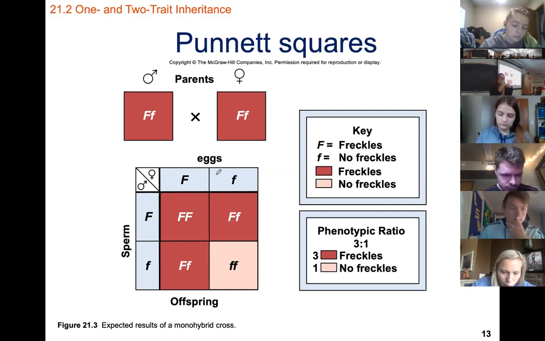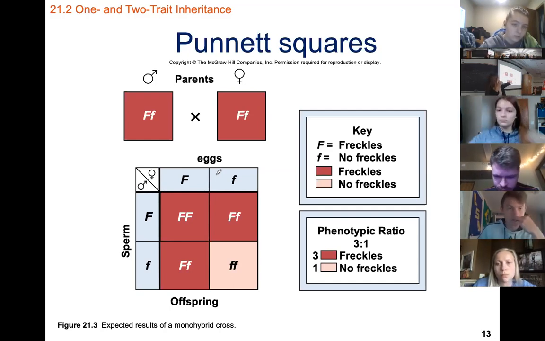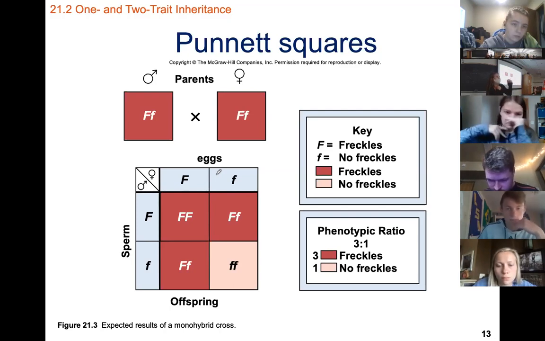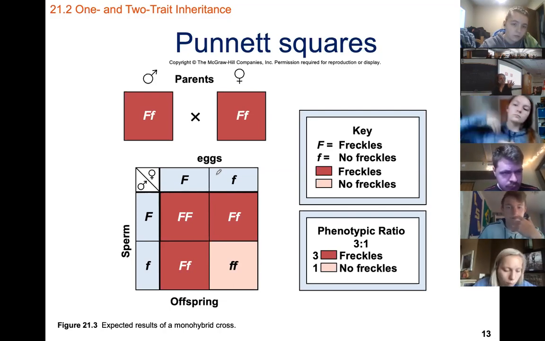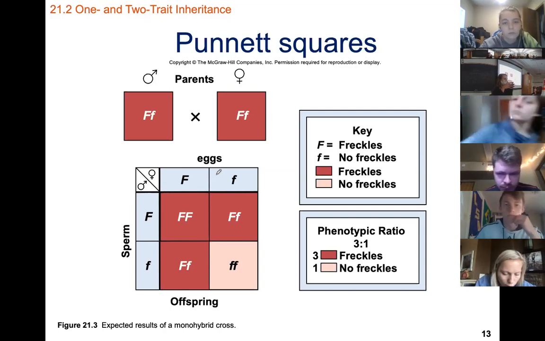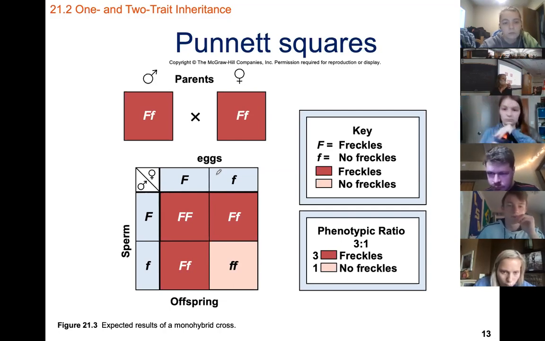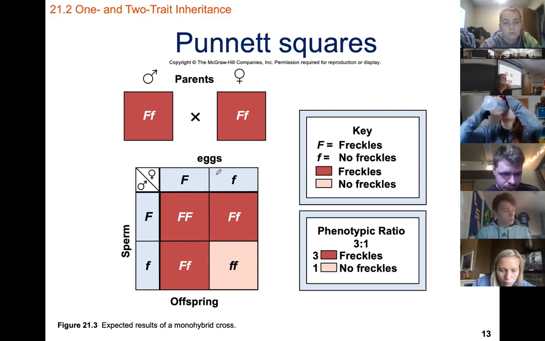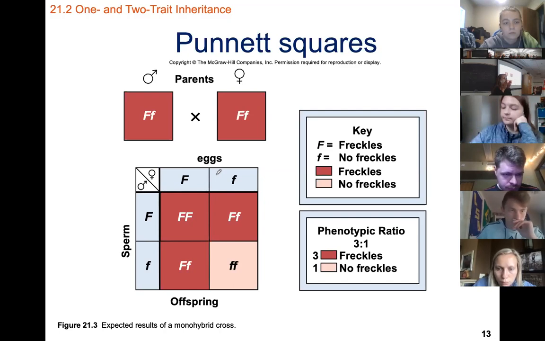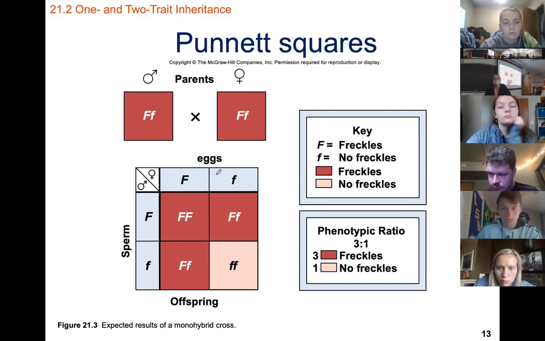There is a 75% chance, you guys can't see it, but the dark colors mean that it has freckles. There's a 75% chance that their kids will have freckles. Okay, where did I get that 75%? That 3-to-1 ratio. So 3 out of 4, or 3-to-1, are going to have freckles. So let's talk about that.